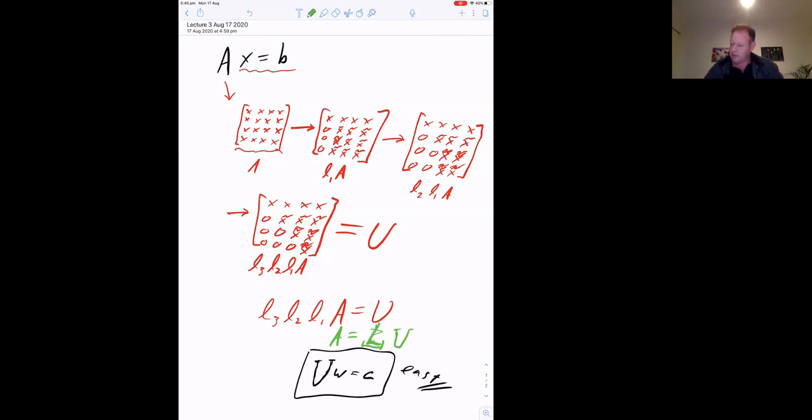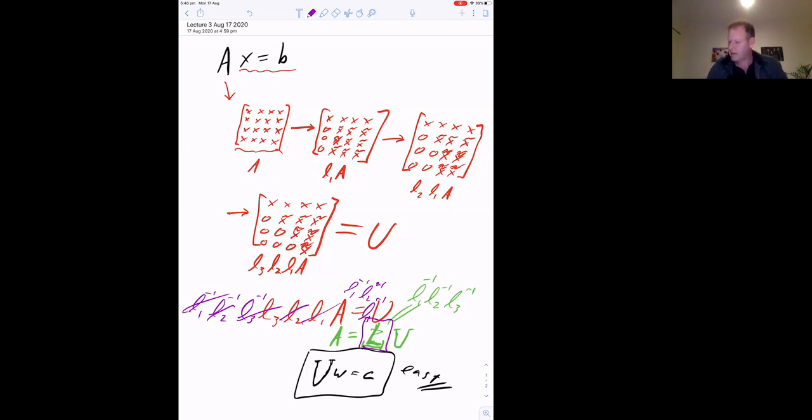And so that L is going to be L3 inverse, L2 inverse, L1 inverse. So I multiply from the left by L3 inverse, by L2 inverse, by L1 inverse. And that's how we get our matrix L.